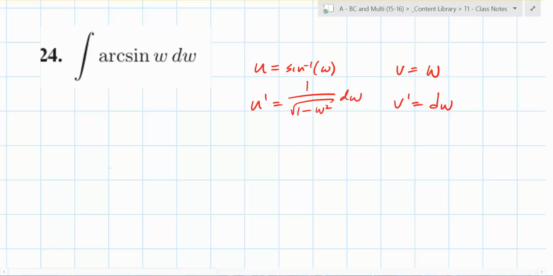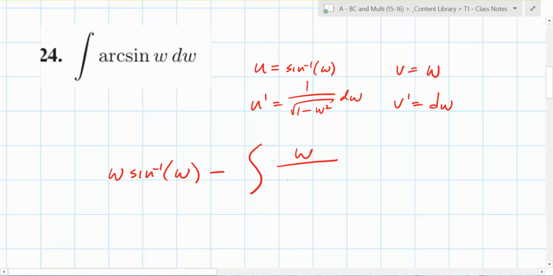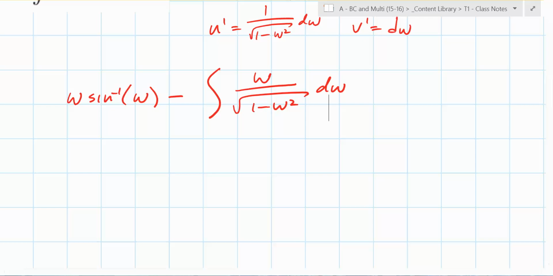So what do we have here? W times sine inverse of W minus the integral of what? Minus the integral of? W over what? Yeah, 1 minus W squared dW, like this? Nice. And this actually is kind of nice because what can you do with that integral on the right? What can you do now?